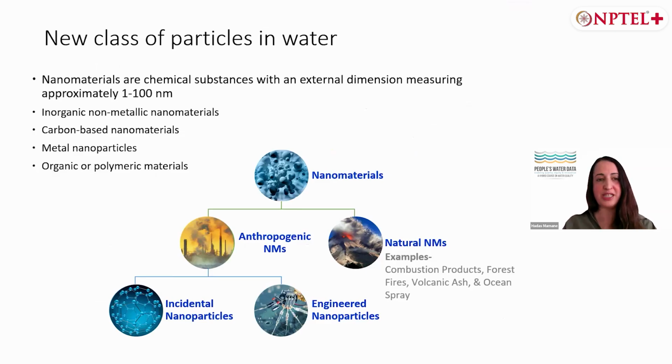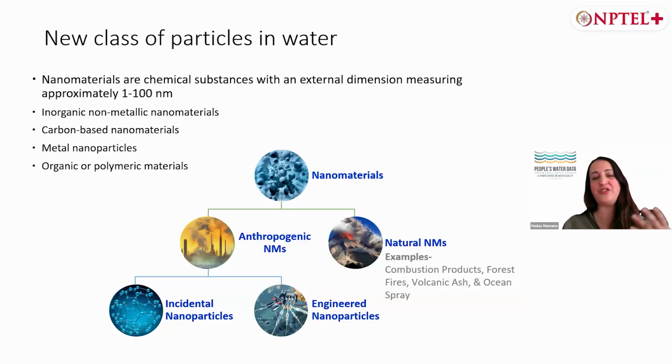Now, it's also very important to understand that we have a new class of particles in water, the new guy on the block. Actually, it's not so new. We have also natural nanomaterials, such as different types of oxides, but we also have engineered nanoparticles. And those engineered nanoparticles, such as inorganic non-metallic nanomaterials, carbon-based nanomaterials, metal nanomaterials, or organic polymeric materials, all these nanoparticles, which are in a size of between 1 to 100 nanometers, can also be present in our water.